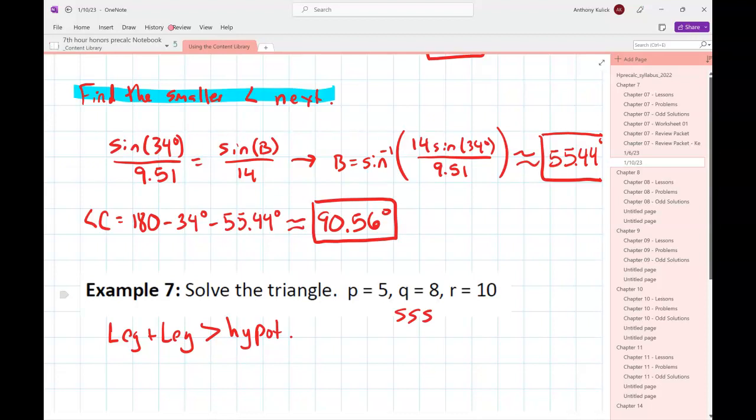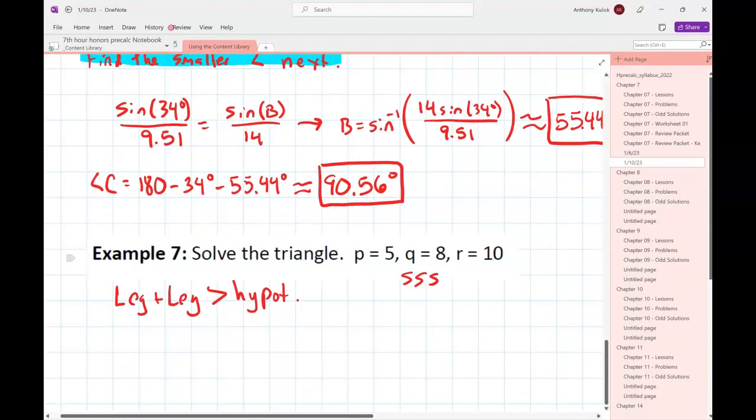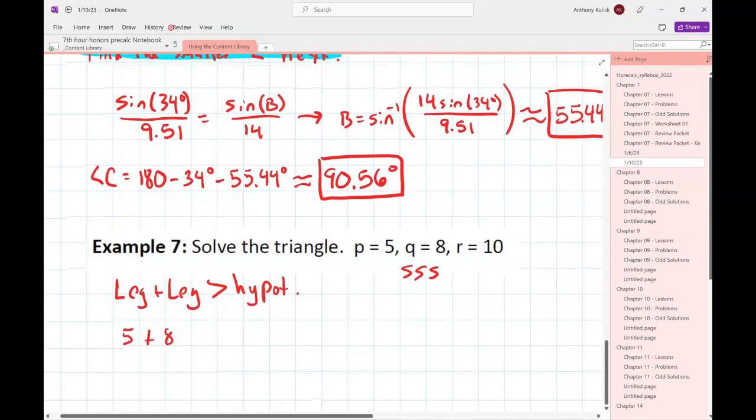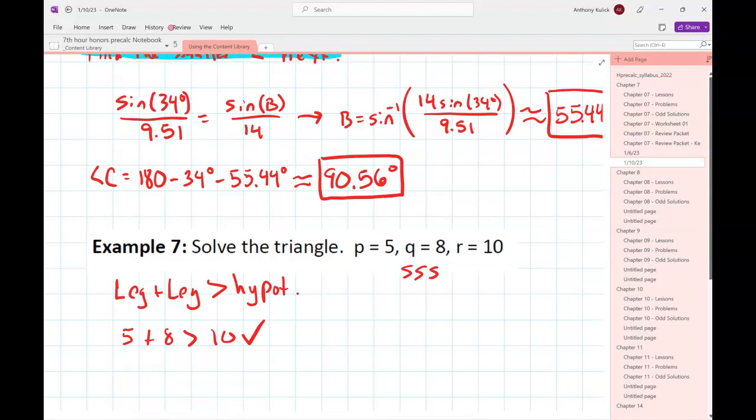What if you have 2 that are tied for biggest? It's fine. Either one of the 2 biggest you could call the hypotenuse. The sum of the other 2 just has to be bigger than that, which, assuming that the side length is non-zero, is trivially going to happen. So here, 5 plus 8 is greater than 10. You betcha. Do I even care what 5 plus 8 is? Nah, I just care that it's bigger than 10. Everybody's cool with that? Okay.